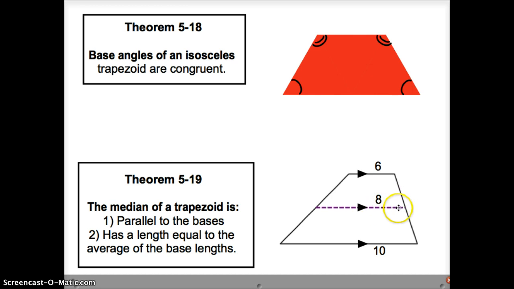This parallel line also, as the median, bisects the two sides or the two legs of the trapezoid. So it's parallel, but it also bisects, making this segment and this segment congruent, as well as this segment and this segment congruent.